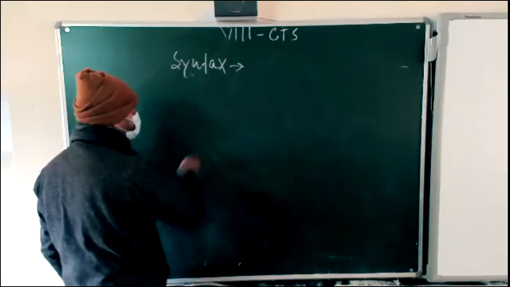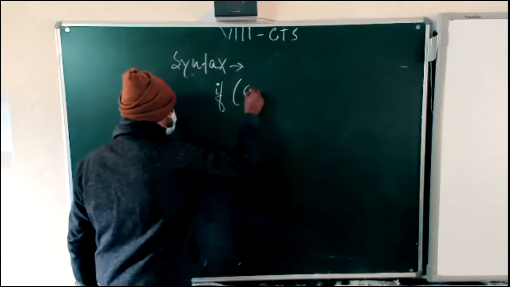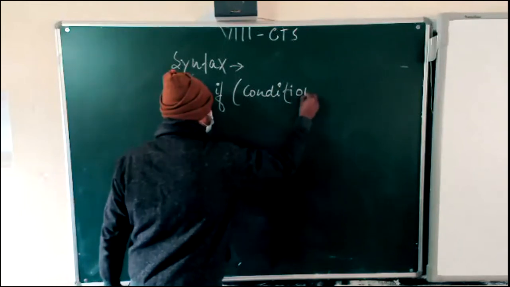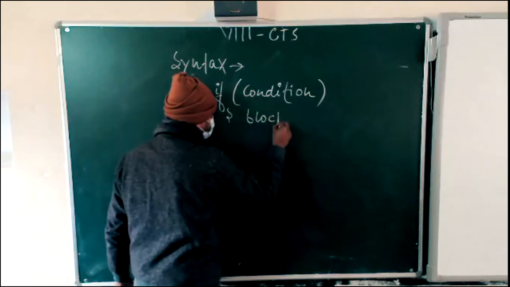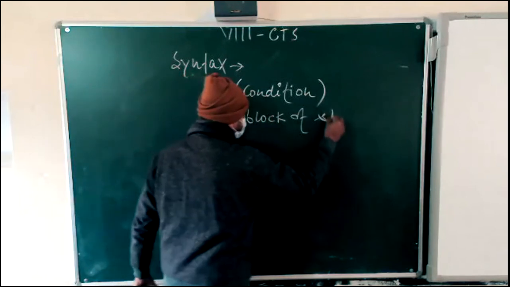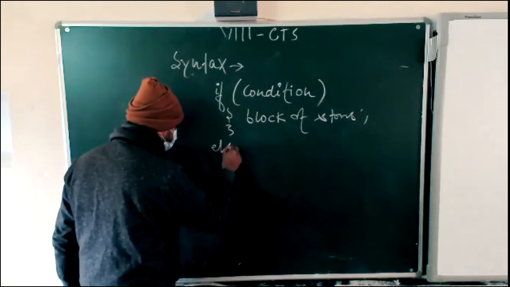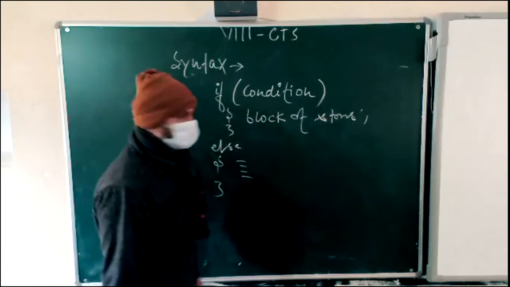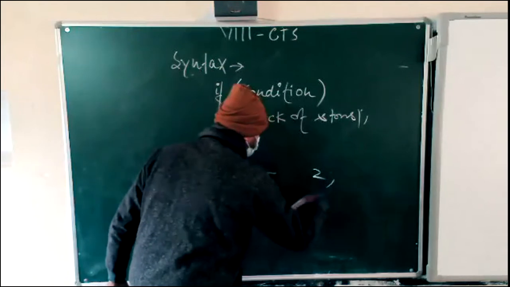Syntax of if and else. So we write if, then condition. This is where your block of statement comes, and then your else part. You can say block of statement 1, and block of statement 2.